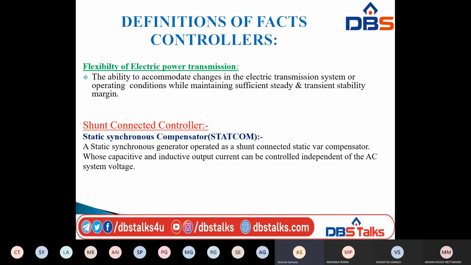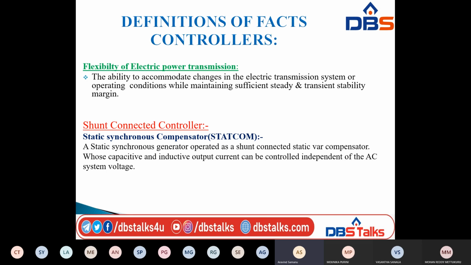Flexibility of electric power transmission is the ability to accommodate changes in the electric transmission system or operating conditions while maintaining sufficient steady and transient stability margins. Okay, next, firstly I am going to discuss shunt connected controllers.